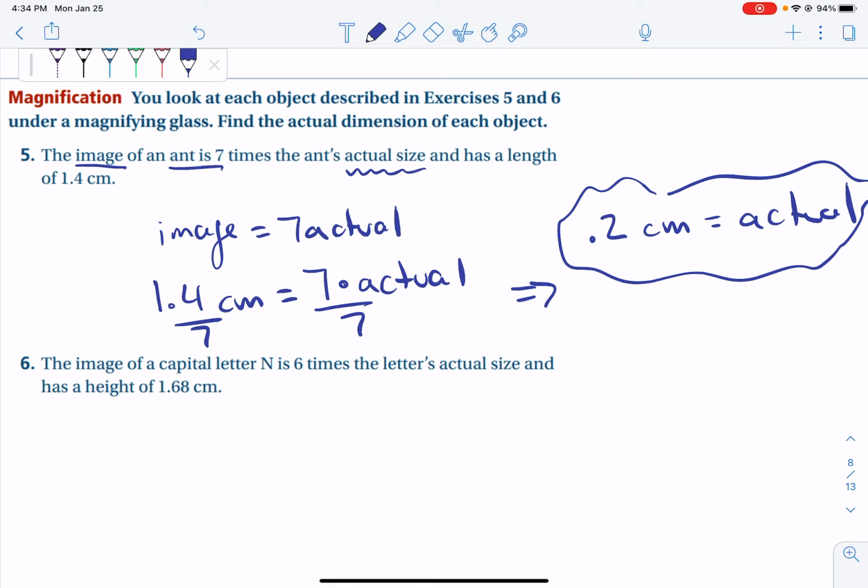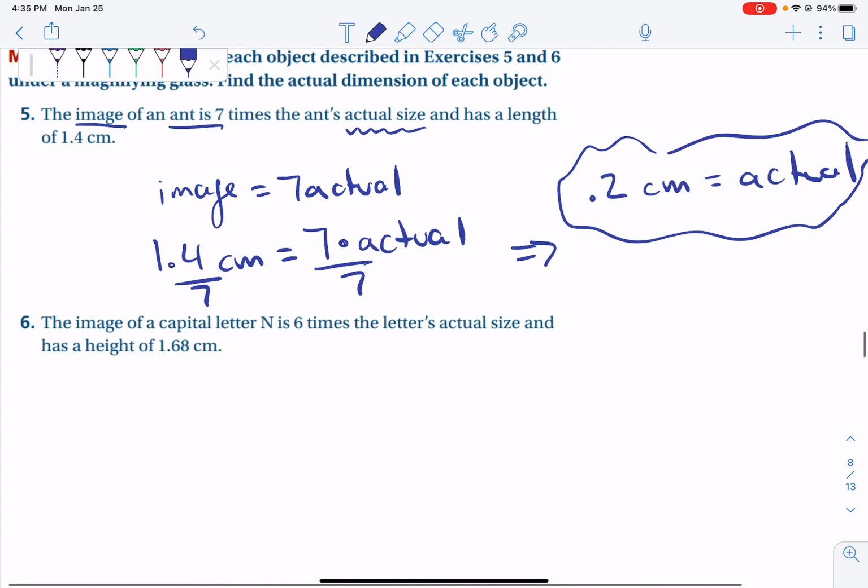Now, setting up these proportions, these ratios here, what you are always going to end up with is this kind of formula right here.